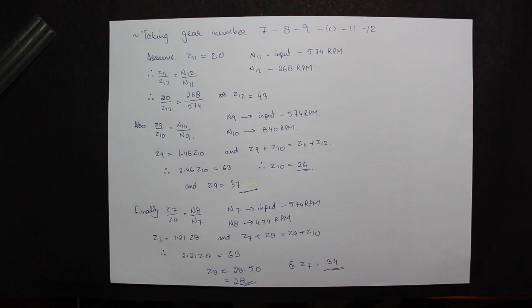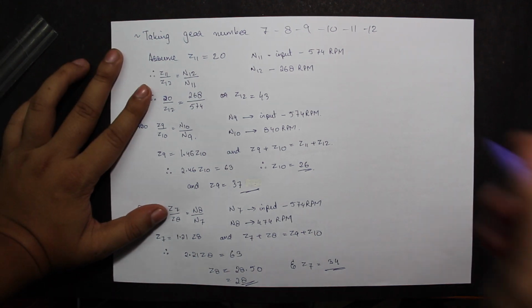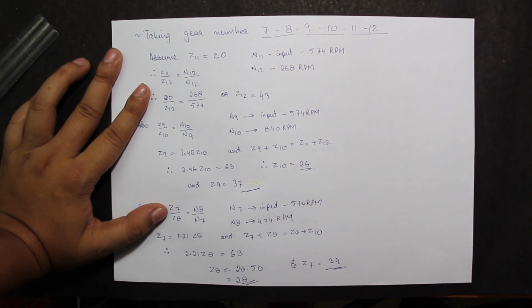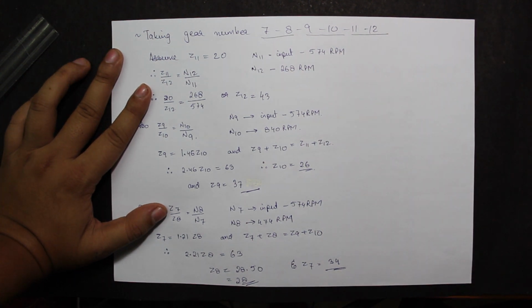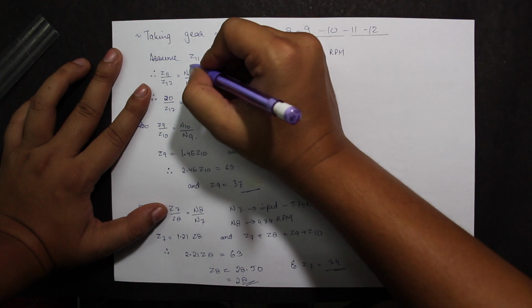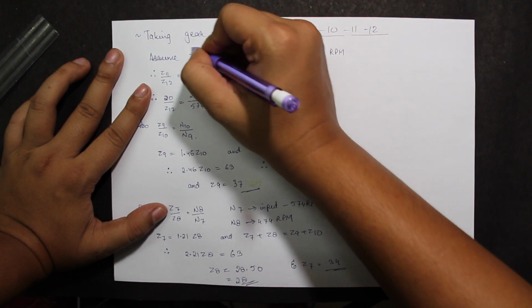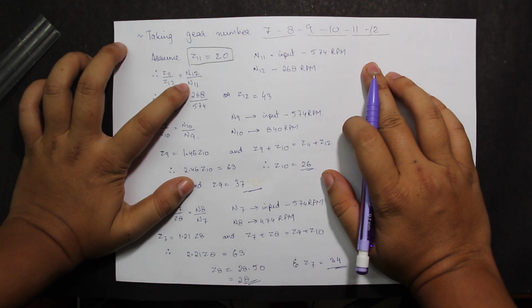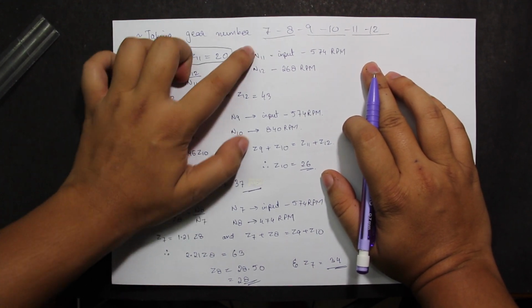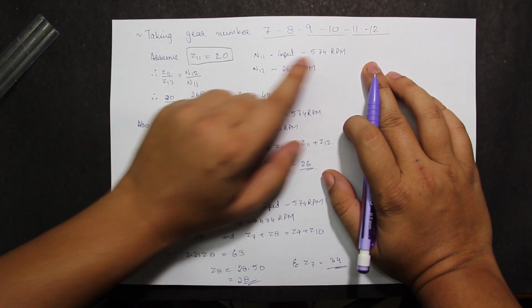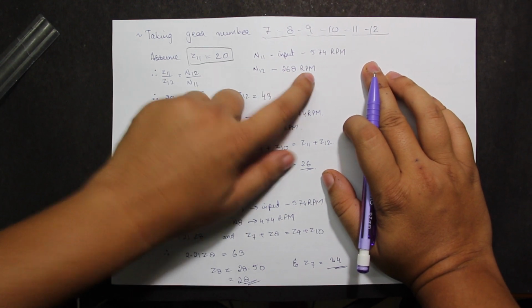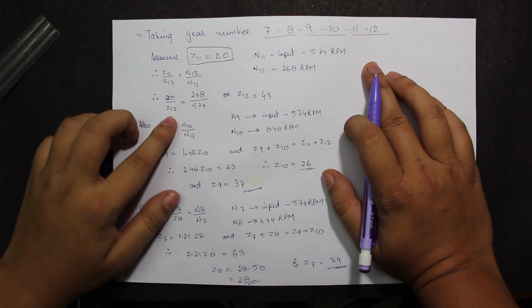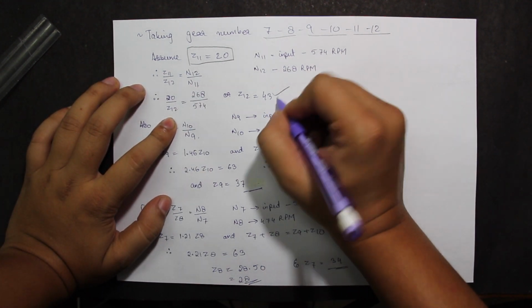Now instead of 2 pairs of combinations, I have 3 pairs. So I'll be taking gears number 7, 8, 9, 10, 11, 12. Assuming Z11 as 20 because it is on the input shaft, I can write this formula: Z11 by Z12 is equal to N12 by N11. Here N11 is the input, that is 574 rpm, and N12 is 268 rpm. Therefore, cross multiplying, my value for Z12 is 43.